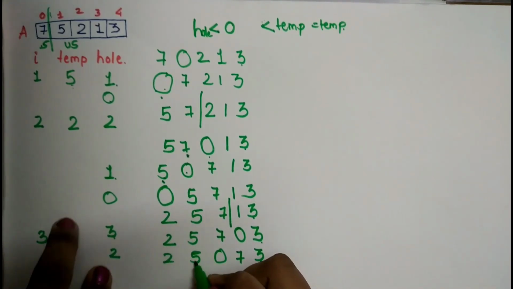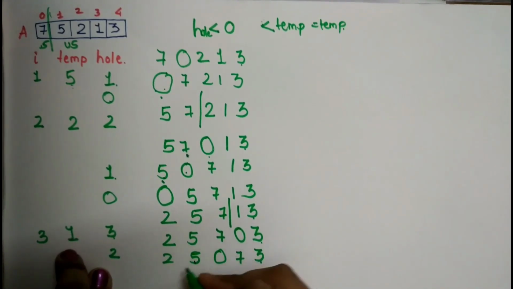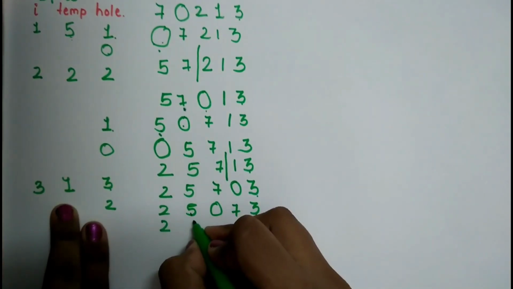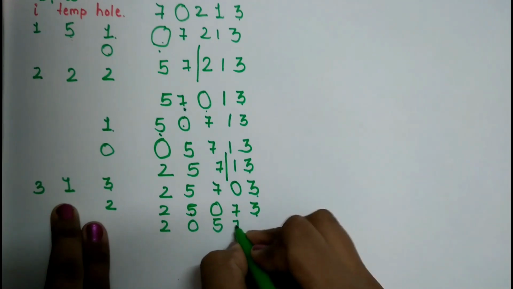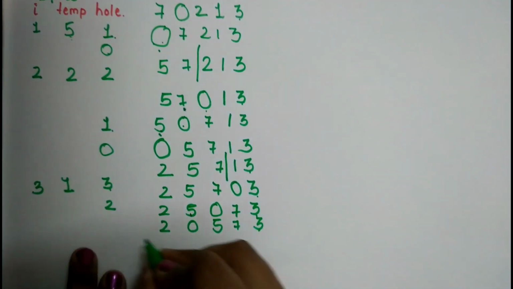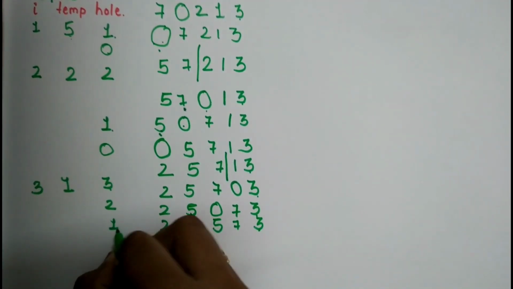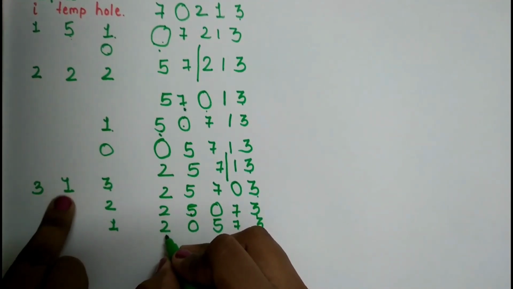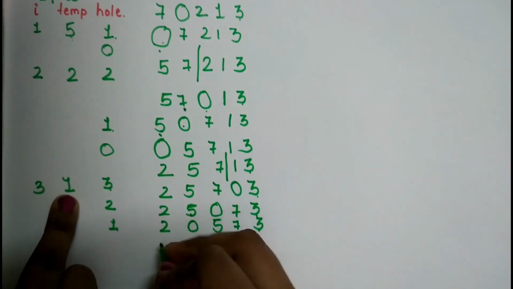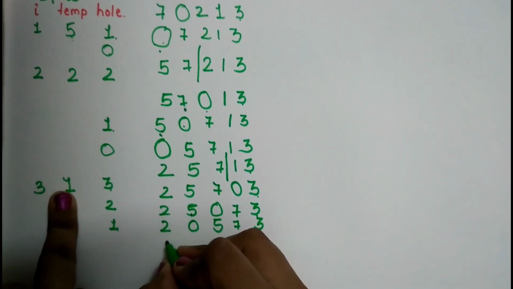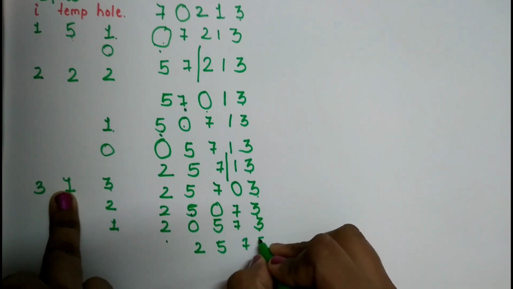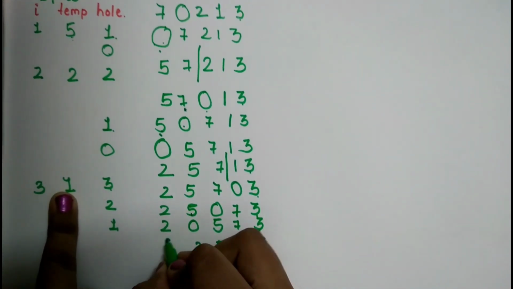Now again 5 compared with 1, that also will be moved ahead. Now that will be 2, whole, 5, 7 and 3. Now the value of whole is at location index 1. Now once again 2 is compared with 1, previous of whole is compared with temporary. It will be moved ahead. 2 is here, 5, 7 and 3, whole will be here.